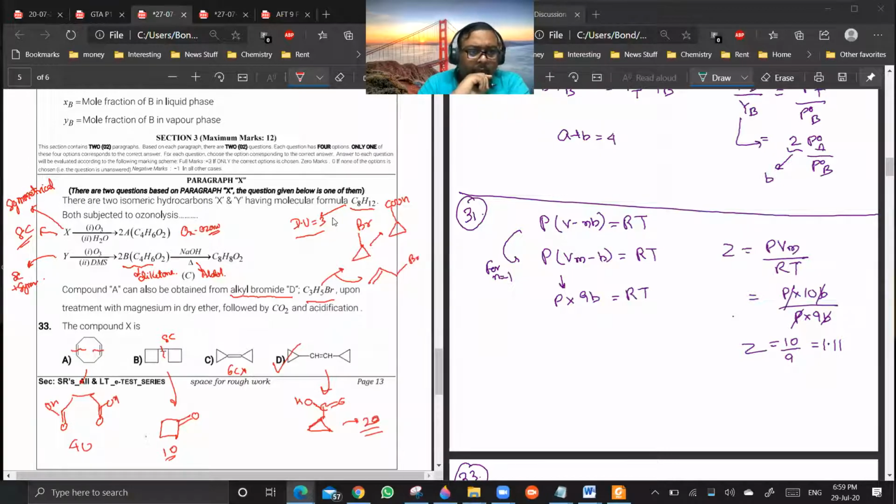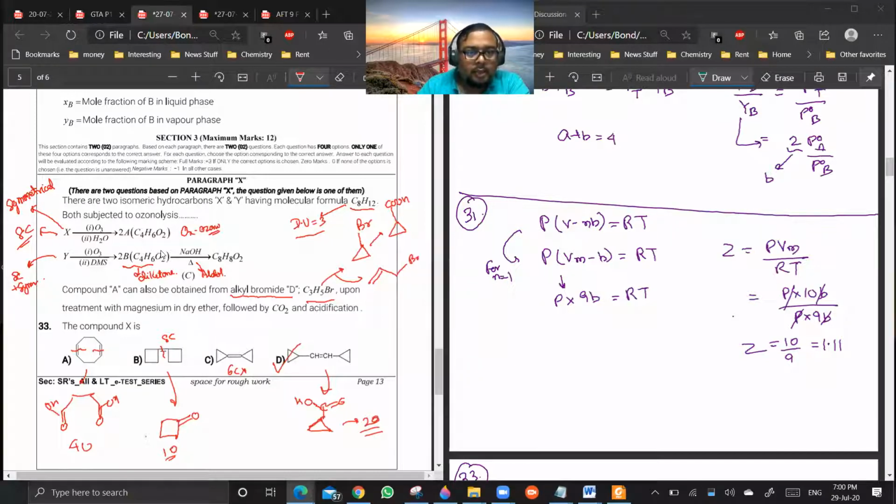And you are getting only one product on ozonolysis. This means they are symmetrical. Then only you will get one product, otherwise you will be getting multiple products. So in both cases you are having symmetrical compounds, X having 8 carbons and Y having 8 carbons. That is why you are getting 4 carbon products in both cases.